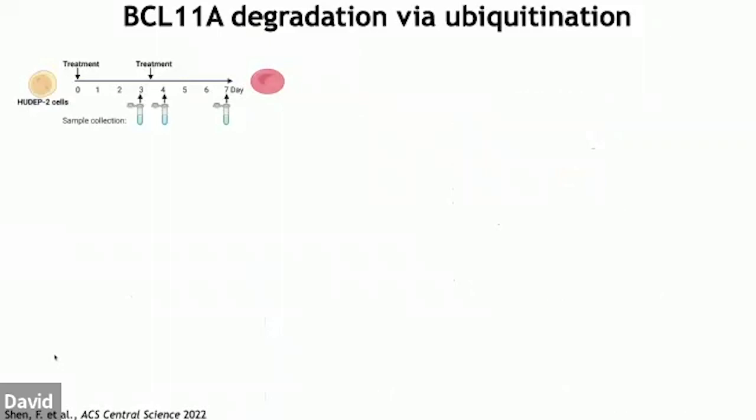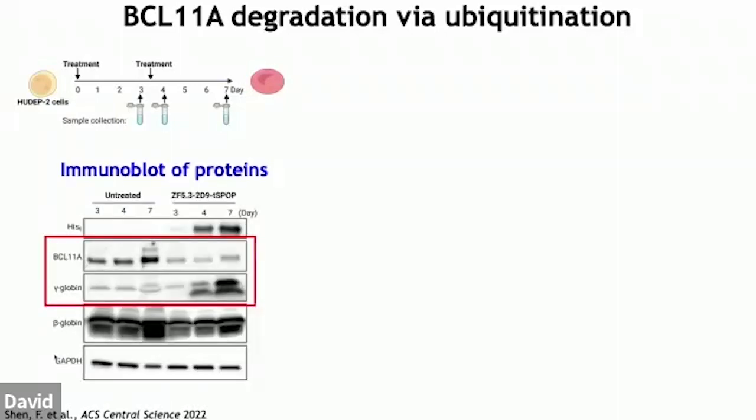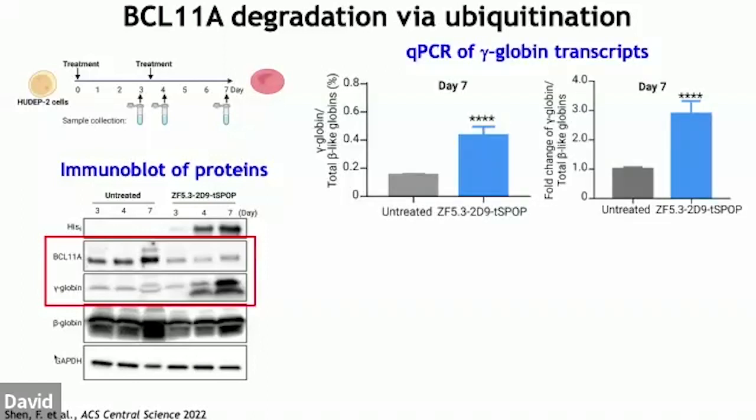And in order to do this, we'll have to differentiate these cells from a more stem cell-like state into mature erythrocytes. This experiment is just looking at protein levels. When we do this versus untreated, you see that BCL11A levels are low even during differentiation after we've added the degrader. And excitingly, we begin to see higher than normal levels of fetal hemoglobin.